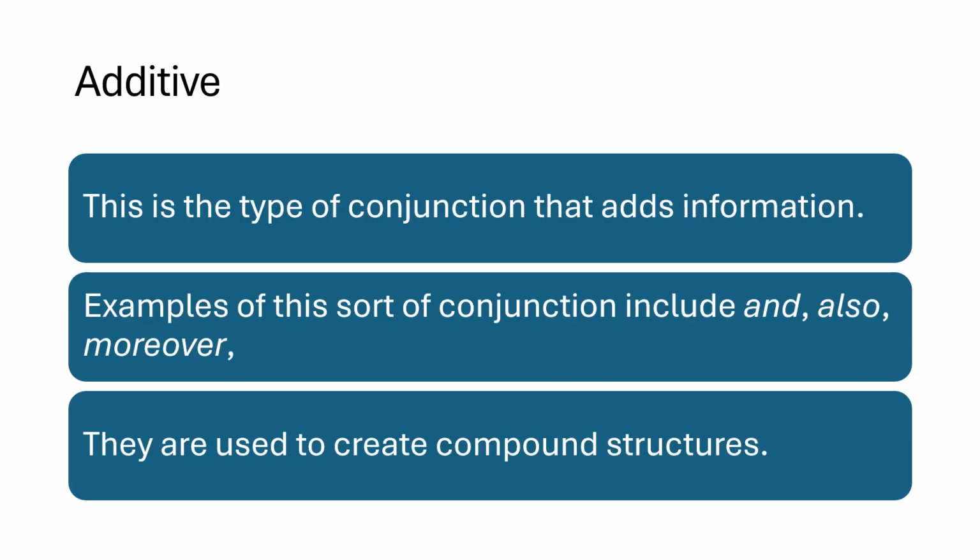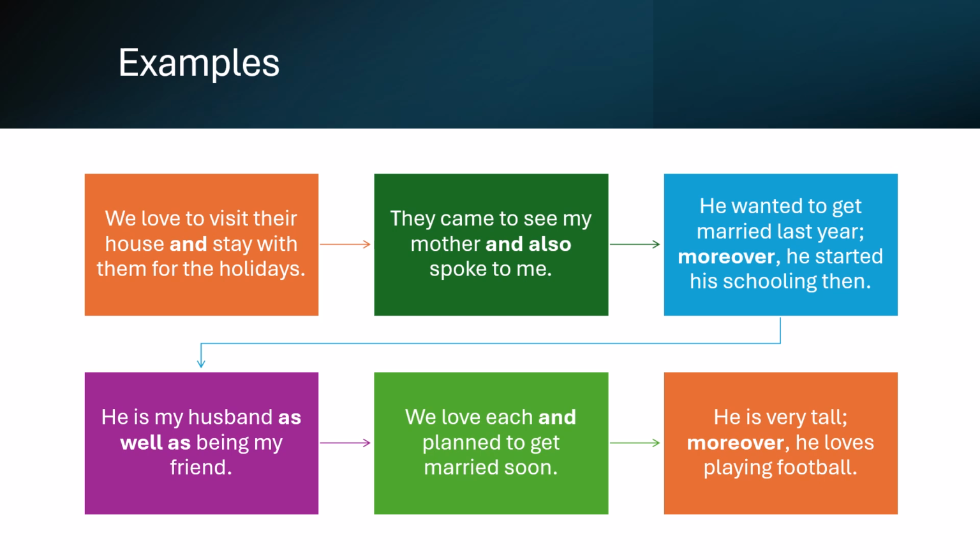So let's look at additive. This type of conjunction adds information. Examples of this sort of conjunction include and, also, moreover, and you can add more. They are used to create compound structures. So this is another important piece of information that we need to take note of. Of course, coordinating conjunctions create compound structures anyway, whether they are additive or adversative. So let's look at the examples.